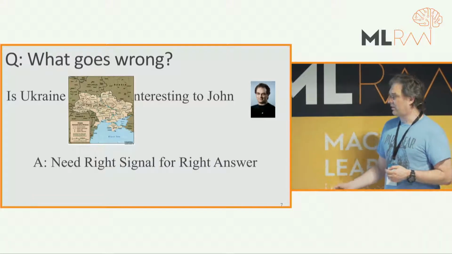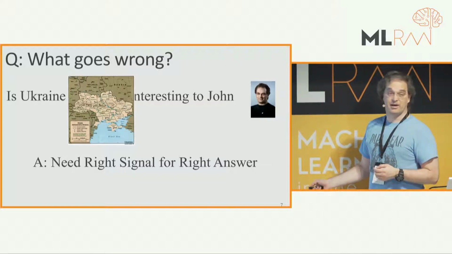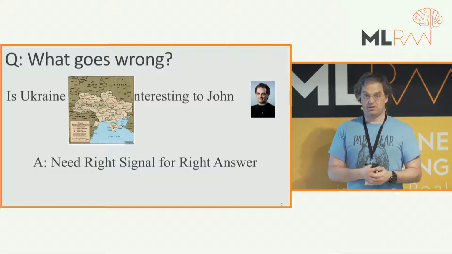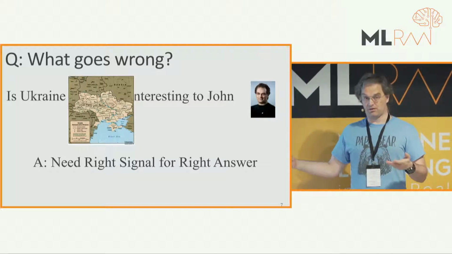Right? So you need to get the right information, the right signal, to get the right answer. And just looking at the historic log, there's no guarantee that it has the right signal in it. Right? So the information may not be there. Maybe the policy which was gathering the data never actually displayed an article about Ukraine to John.